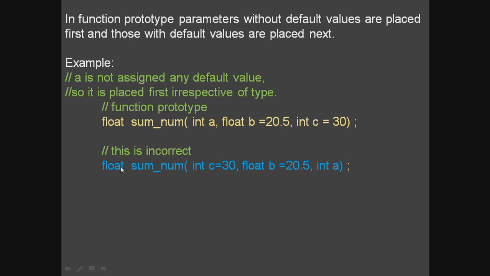So if you write in this format, suppose int c is assigned the value 30, and it is written first and float b is written second, or int a is written last, or int a is written second, that is the incorrect format. Clear? So when you are using the default argument, the variable which does not have any default value will always be written first. Clear?